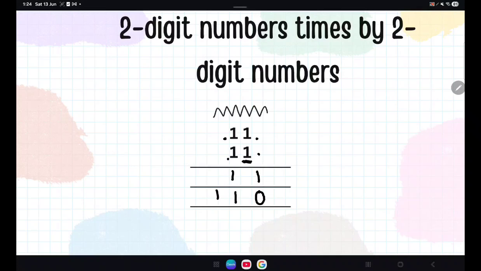Now we want to add these all together, so we have to put our addition sign over here. 1 add 0 will be 1, 1 add 1 will be 2, and 1 add nothing will be 1. So we have our answer of 121. It's as simple as that. Now, if you still don't understand that, don't worry, we're going to go through a few more examples in our questions.